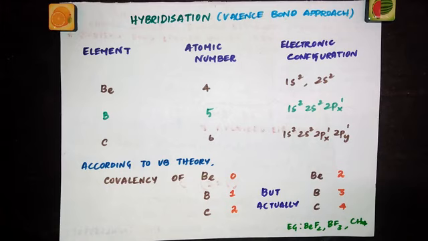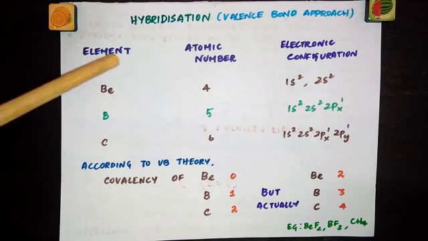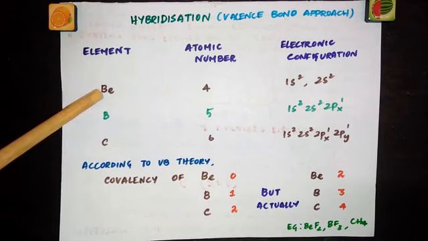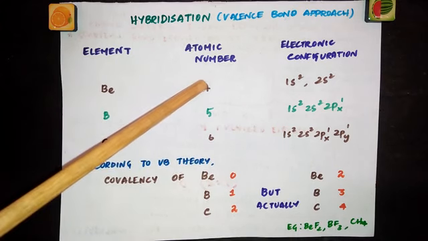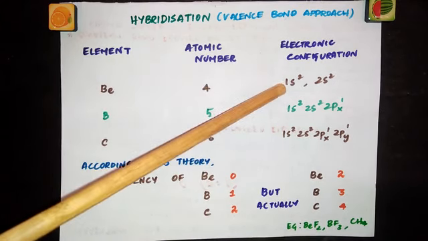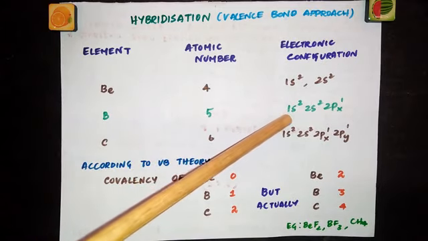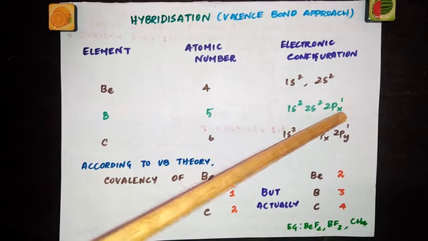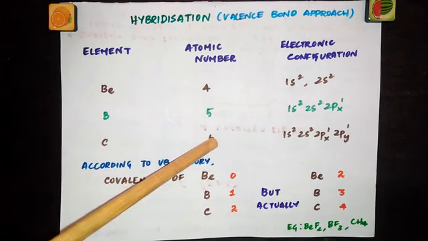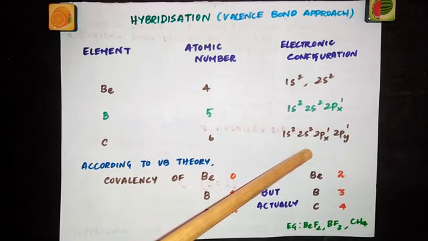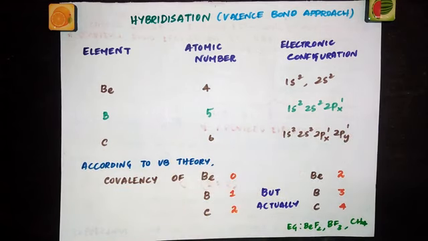But on the basis of this concept, the formation of many compounds, especially those of beryllium, boron and carbon, could not be explained. Now let's take a look at this problem. Here I have written the electronic configuration of the three elements: beryllium, boron and carbon. The atomic number of beryllium is 4 and the electronic configuration is 1s2, 2s2. For boron it is 5, so the configuration is 1s2, 2s2 and 2px1. For carbon, the atomic number is 6, so the configuration is 1s2, 2s2, 2px1 and 2py1.